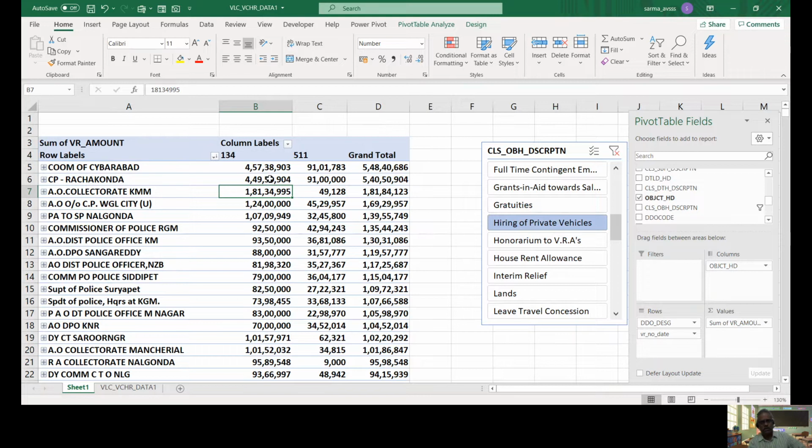When the same DDO is drawing on both heads, right? He's spending on maintenance as well as hiring. So what are the possibilities? When he's spending on maintenance, that means he owns some vehicles, right? He's also hiring. That means the number of vehicles he owns is not sufficient to perform his duties. So maybe we can identify these types of DDOs who are spending on both heads, both maintenance of vehicles and hiring of vehicles.